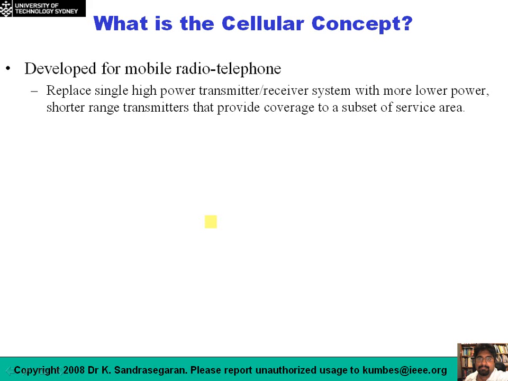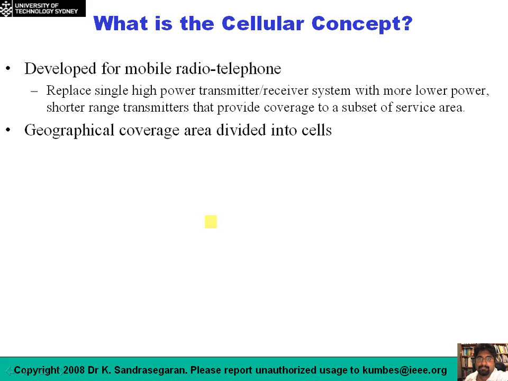So what they did was replace this single high power transmitter with lower power and short range transmitters, and each one of those transmitters had a smaller coverage area. And by using a number of these small, low power, short range transmitters, you could cover the entire coverage area.